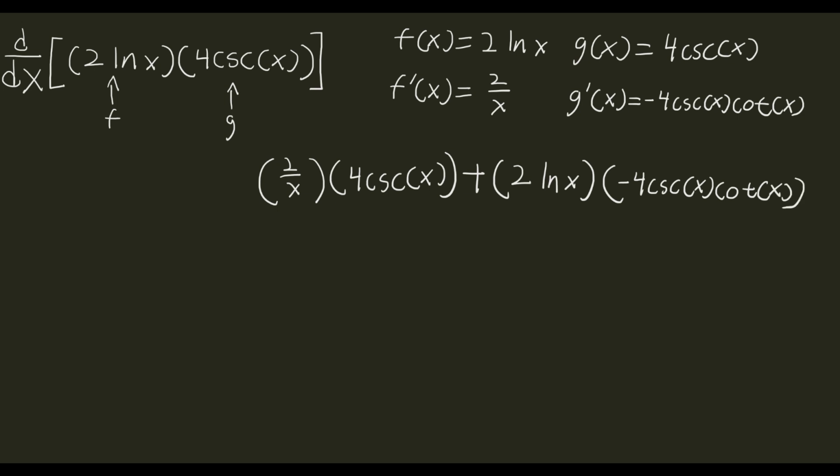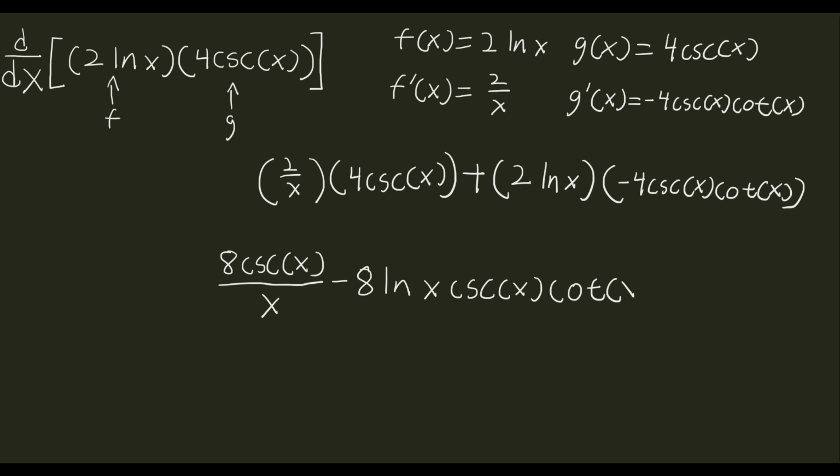Let's multiply them together now, starting with the left-hand side. 2 over x times 4 cosecant x is 8 cosecant x over x. Working with the right-hand side here, 2 natural log x times negative 4 cosecant x times cotangent x is negative 8 natural log x cosecant x times cotangent x. And this right here would be our final answer.